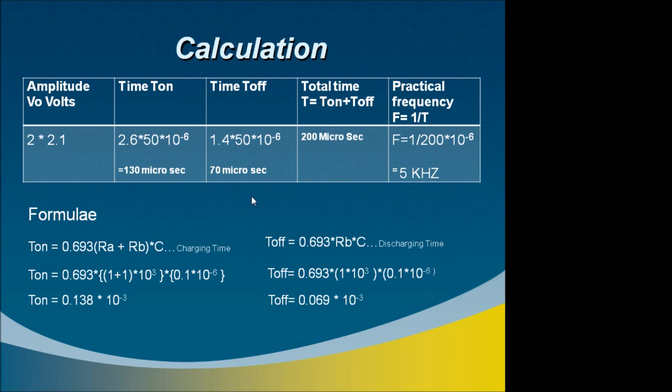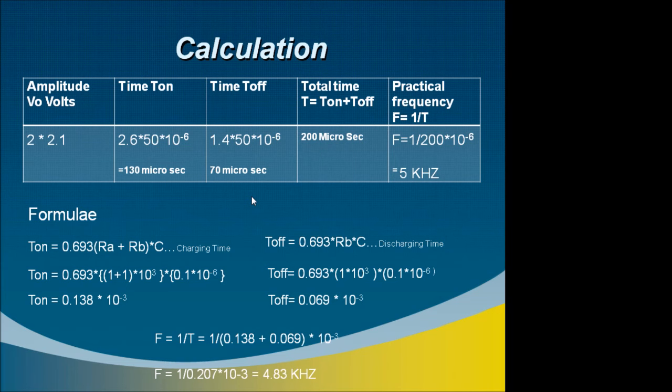F equal to 1 by T. So 1 divided by (0.138 plus 0.069) into 10 power minus 3 equal to 4.83 kilohertz. Since we are using 1% tolerance, the output is almost the same.